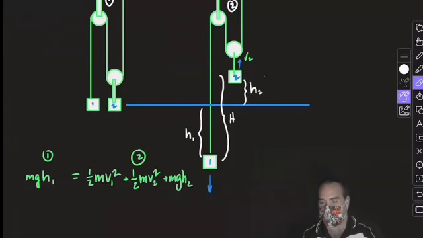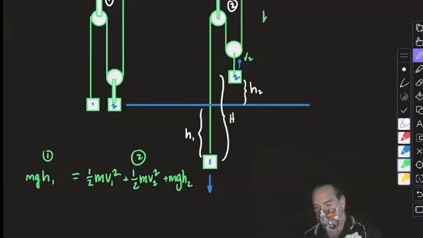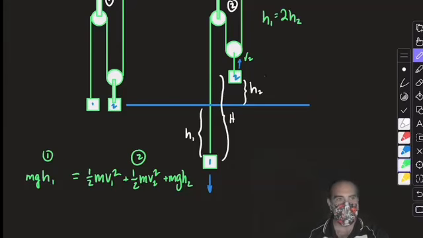Looking at this system, it shouldn't be hard to discern that h1 has to equal 2 times h2. That if I pull out 1 meter of rope downwards, I'll get a half a meter on either side of the pulley that's holding on to object 2. Any question about that? Yes, sir.